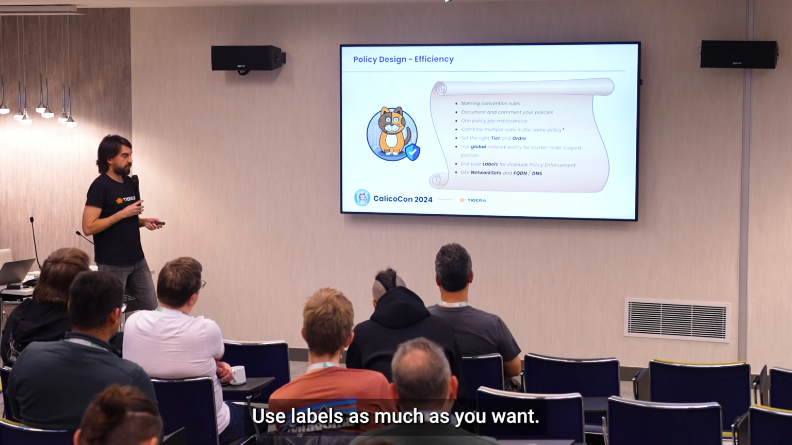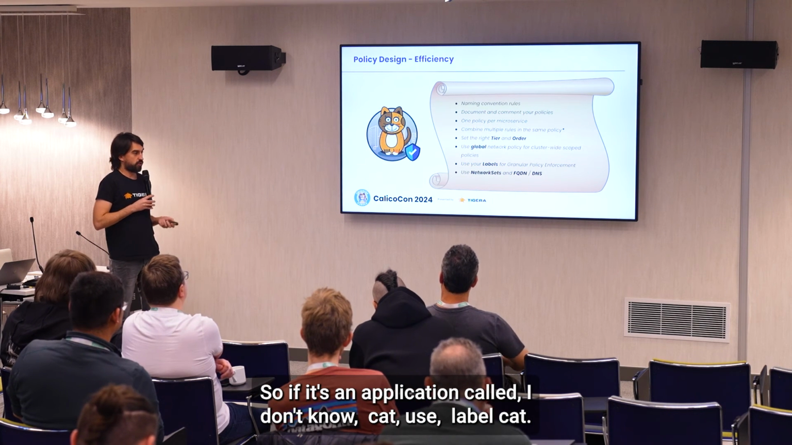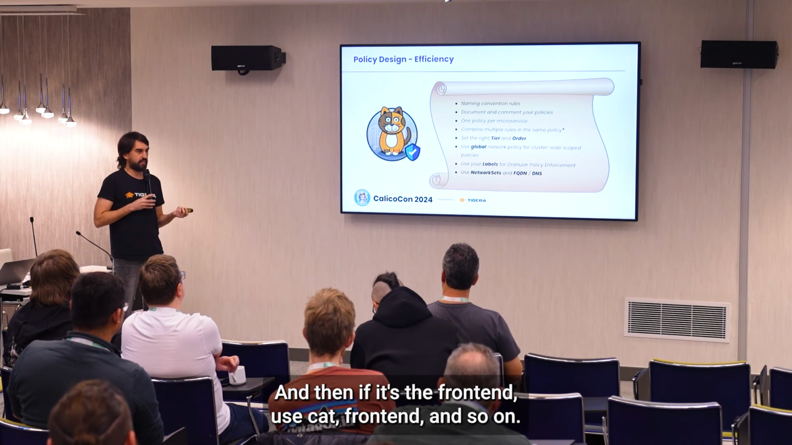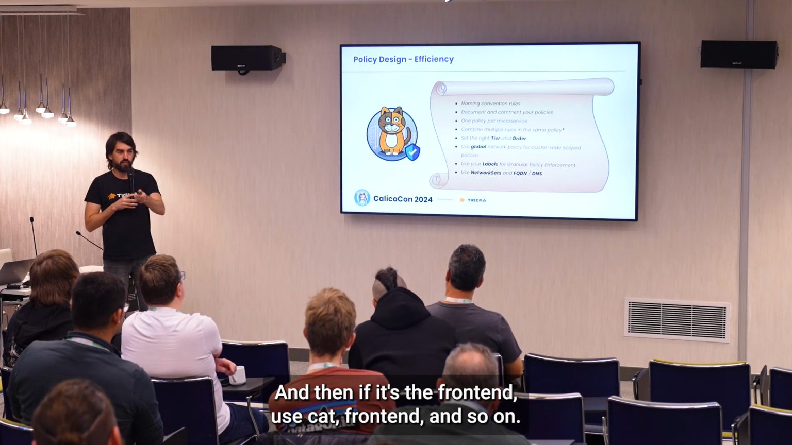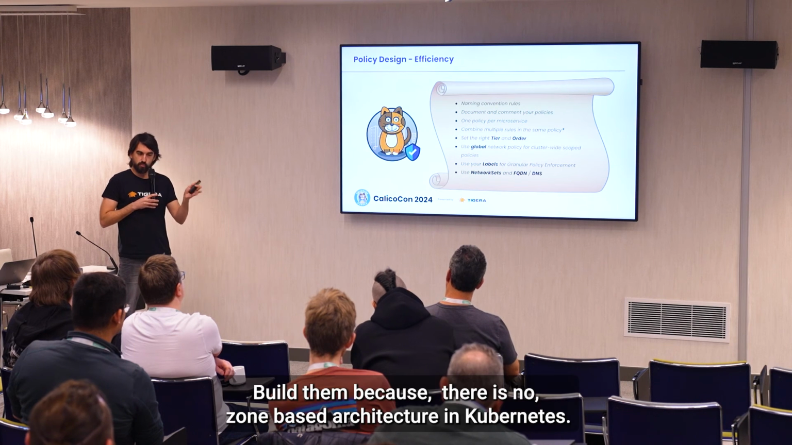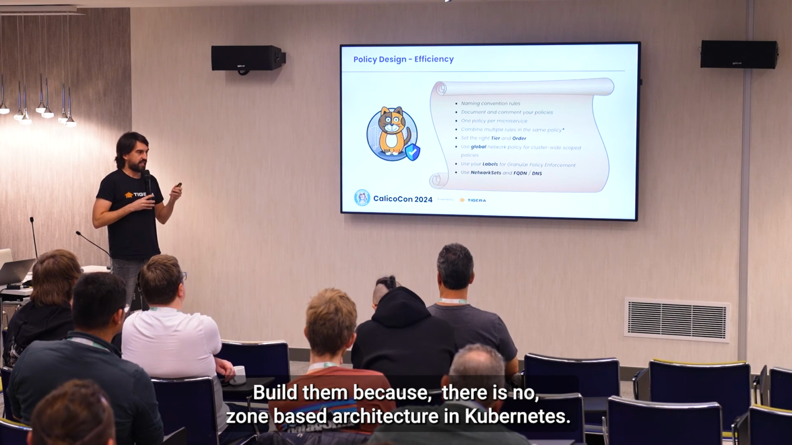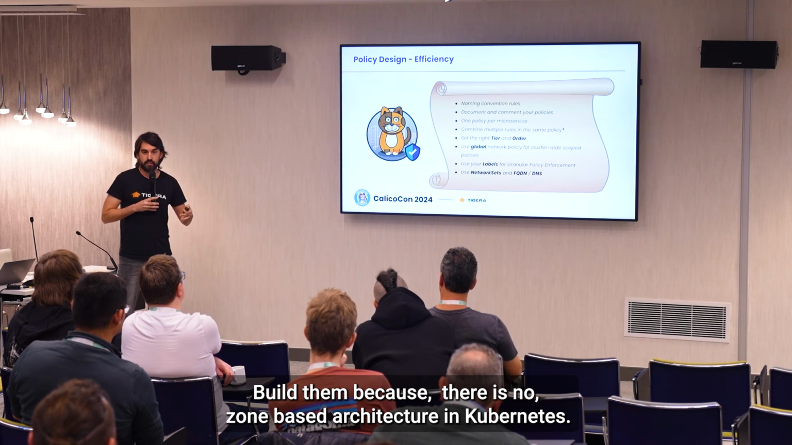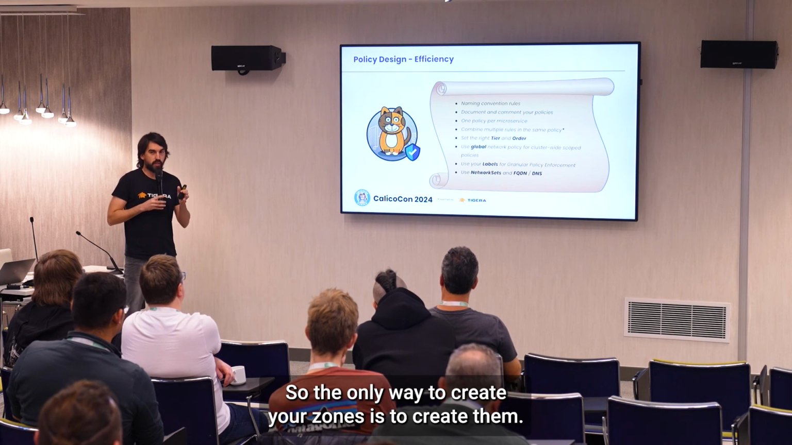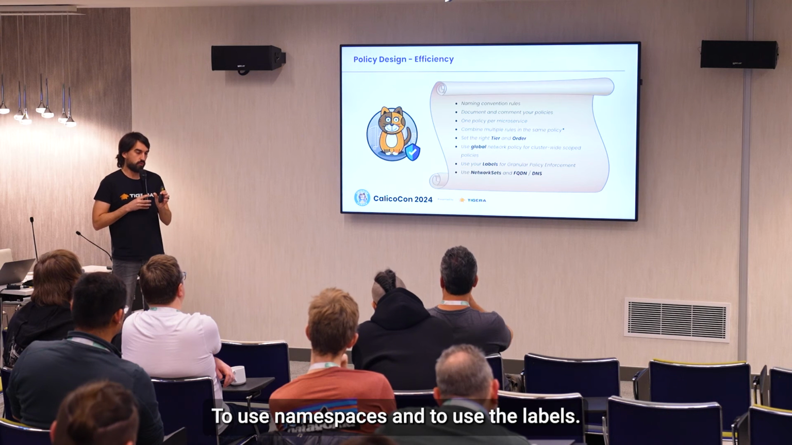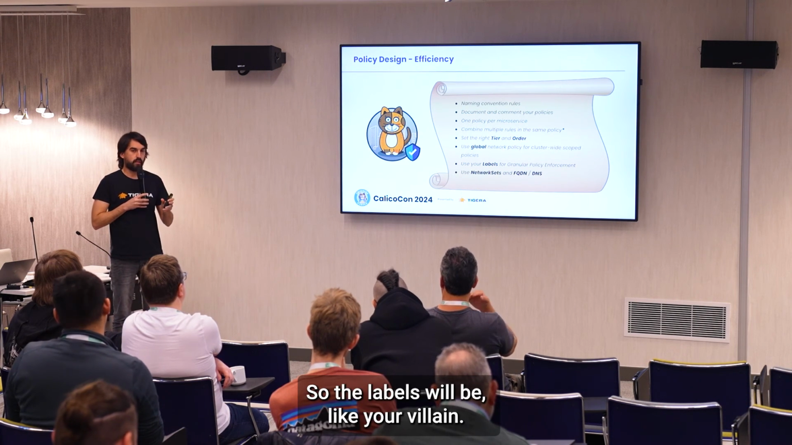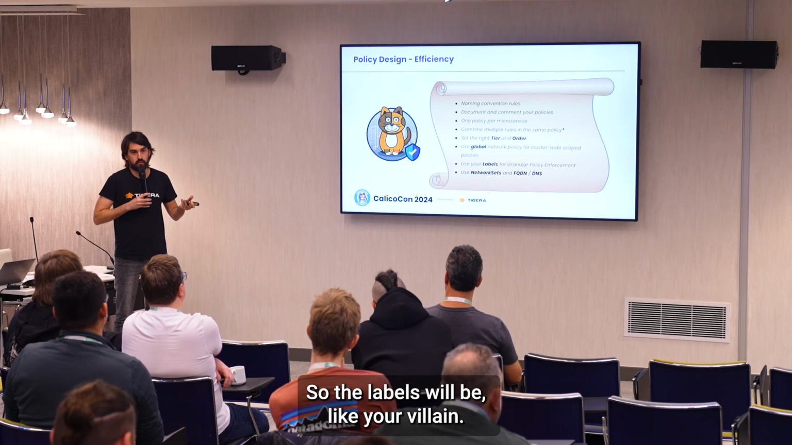The labels, they are your friends. Use labels as much as you want. If it's an application called, I don't know, cat, use label cat, and then if it's the front end, use cat, front end, and so on. Build them because there is no zone-based architecture in Kubernetes. So the only way to create your zones is to use the namespaces and the labels. So the labels will be like your VLAN, kind of.